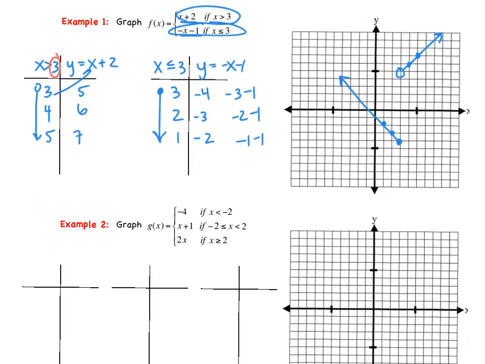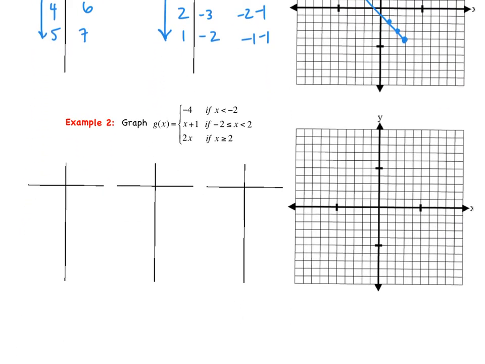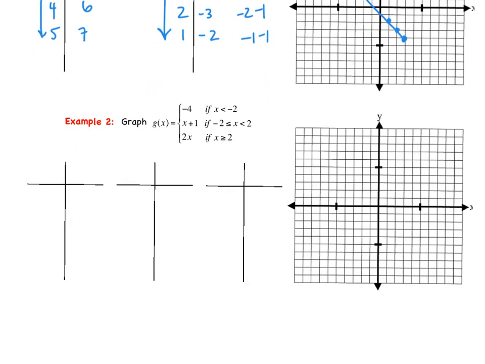And let's look at example 2. Okay, this example 2, like you can see, is going to have 3 pieces. We have these 3 lines right here. The equation is always for y. So we have y is equal to negative 4. We have y is equal to x plus 1. And we have y is equal to 2x.